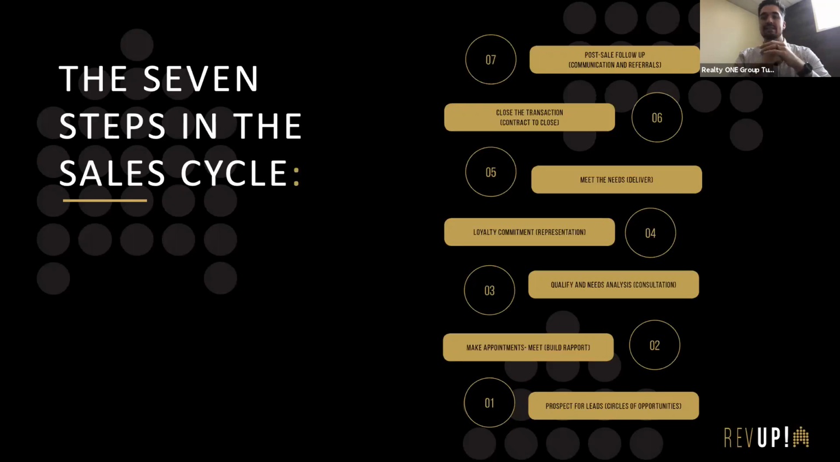So the 7 steps are prospect for the leads. That's, again, what we talked about last week, right? That's getting leads in the door and calling them. And metaphorically in the door, I mean, getting leads to your phone and making the phone call, right? Prospecting. Step 2 is make the appointment, which again is the most important part.